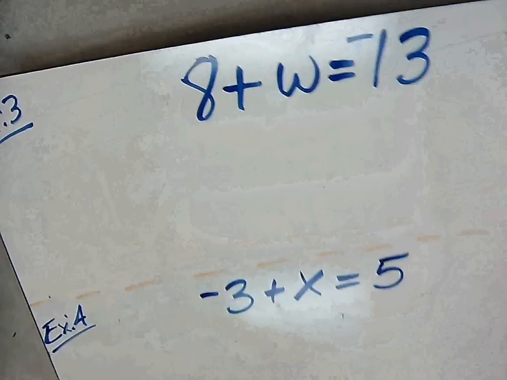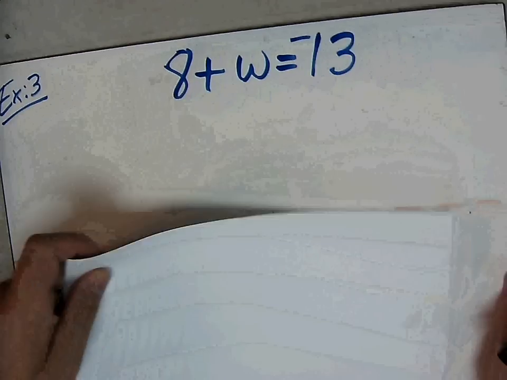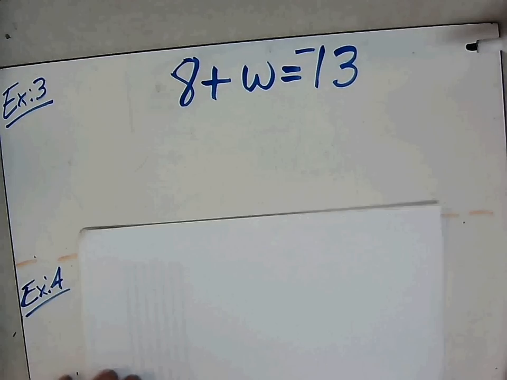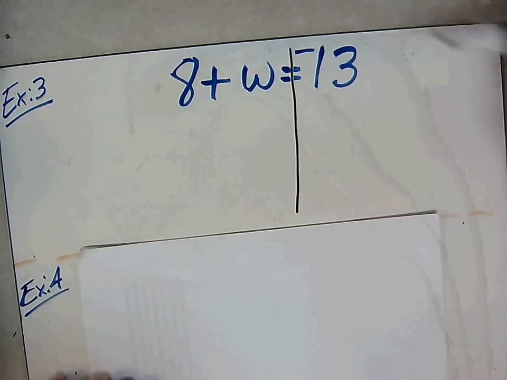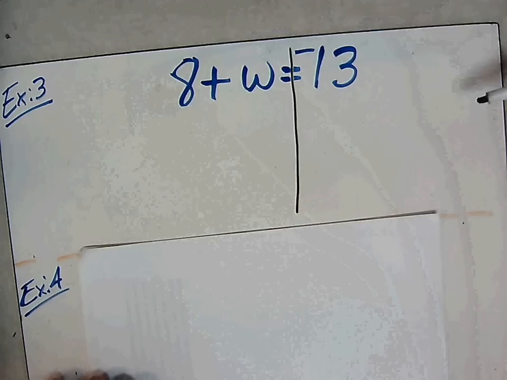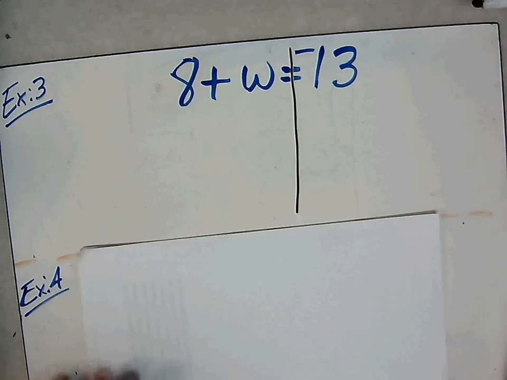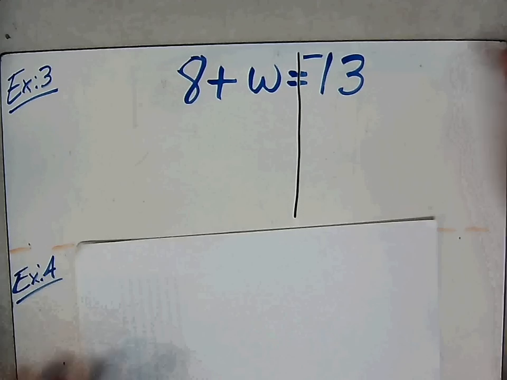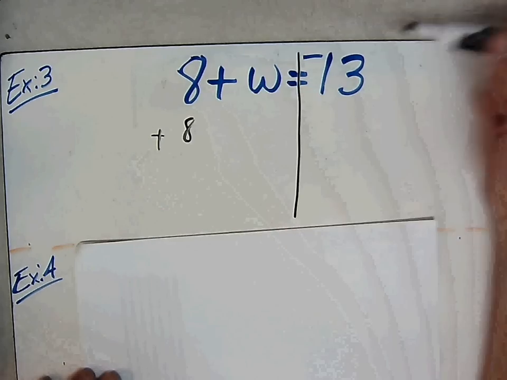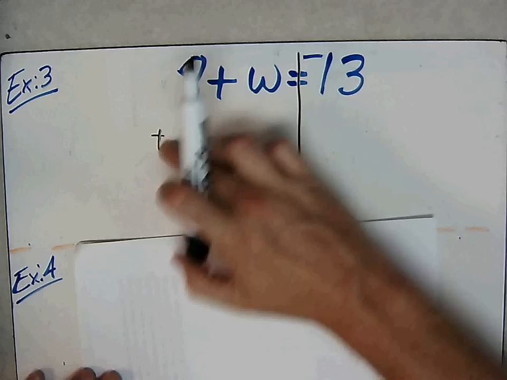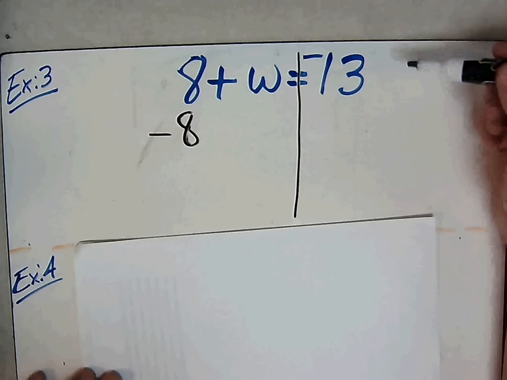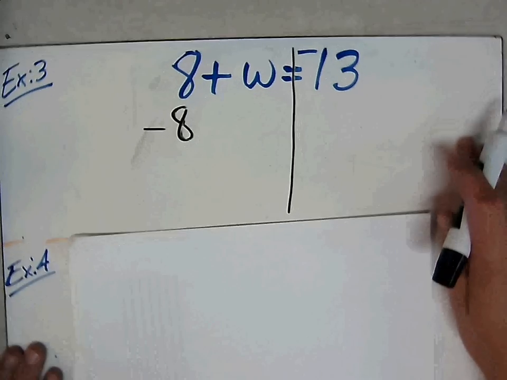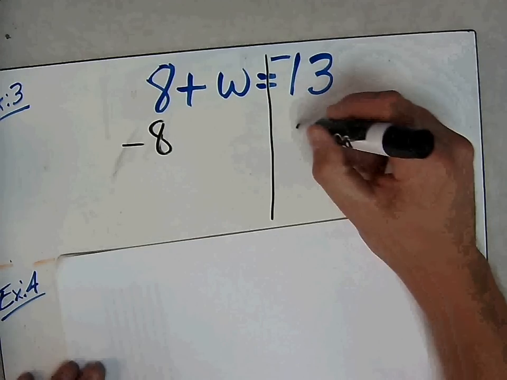Alright, so for this one, we've got 8 plus w equals negative 13. We still want to get rid of everything except the w. So we got to get rid of that 8. Now, just because it's the beginning doesn't make a difference. How do you get rid of the 8? Well, you wouldn't want to do plus 8, because 8 plus 8 is 16. We want it to go away. So we do minus 8. 8 take away 8, that would go away. But, oh, it's getting unbalanced. So we have to do it to both sides.